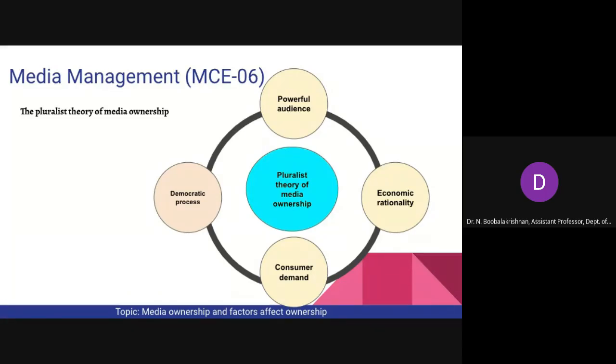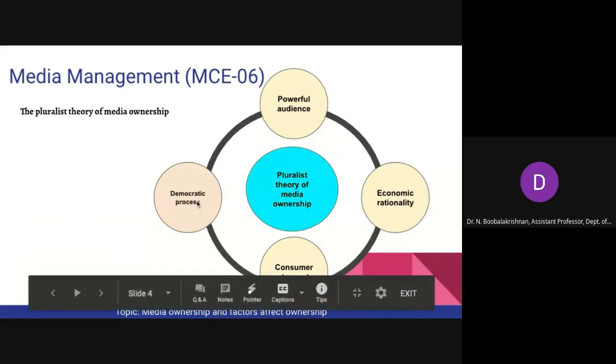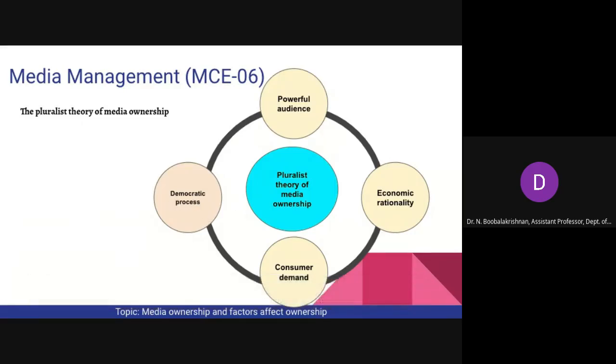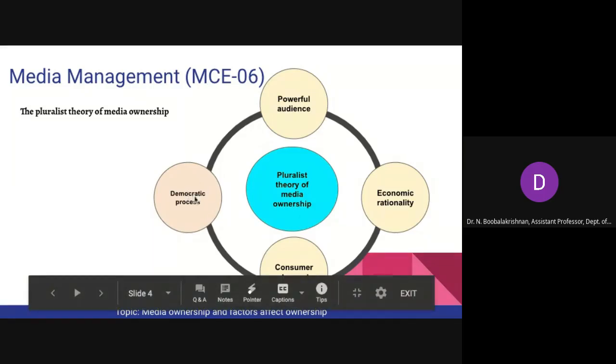And the second, the theory of media ownership revolves around the idea that the mass media are an essential part of the democratic process, because the electorate today get most of their knowledge of the political process from the newspaper and television. You people have experienced the recent elections and the electoral campaigns. The newspapers and television play a major role. So here the mass media are an essential part of the democratic process.